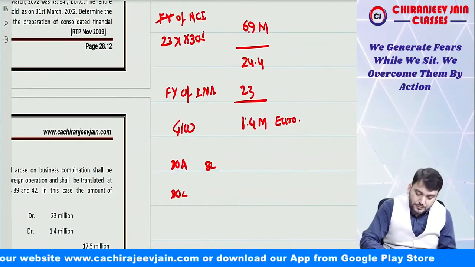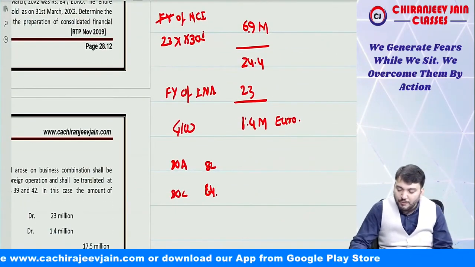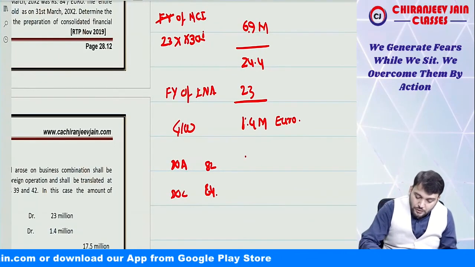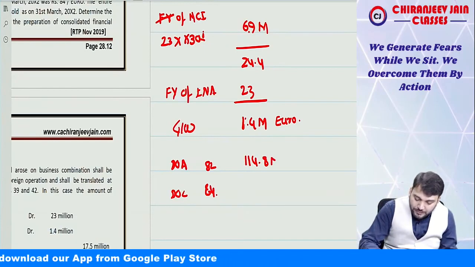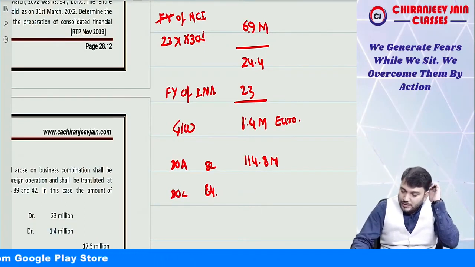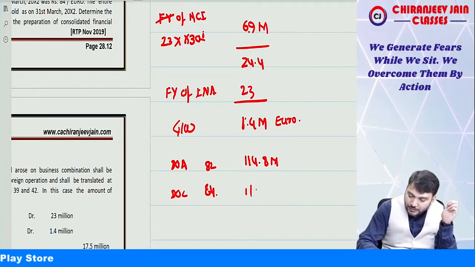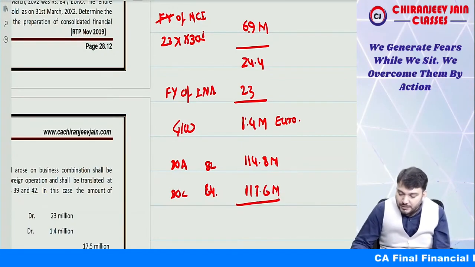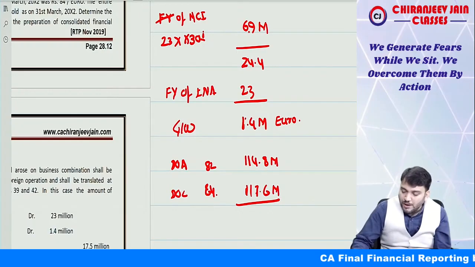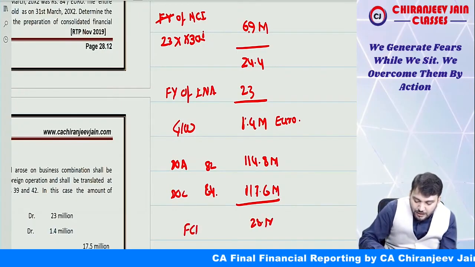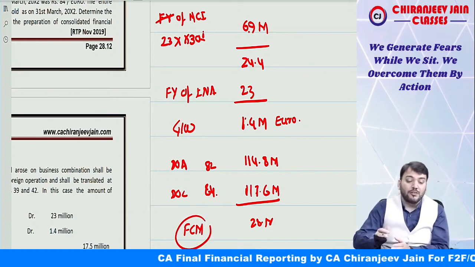Are we able to understand? So on the date of acquisition, goodwill will be 1.4 into 82, that is 114.8 million, and on the date of consolidation it will be 1.4 into 84, that is 117.6 million. The difference will be accumulated in FCTR, that is 117.6 minus 114.8, so 2.8 million will be transferred to FCTR for translation of goodwill at the closing exchange rate.